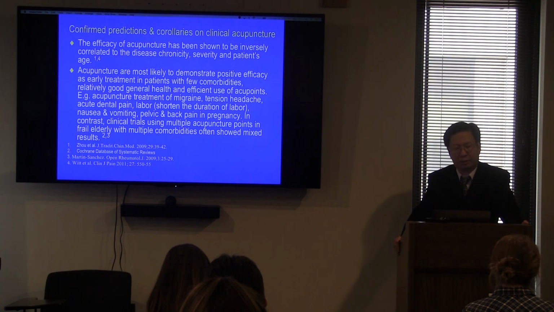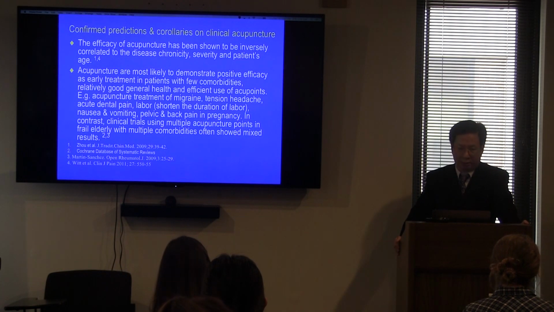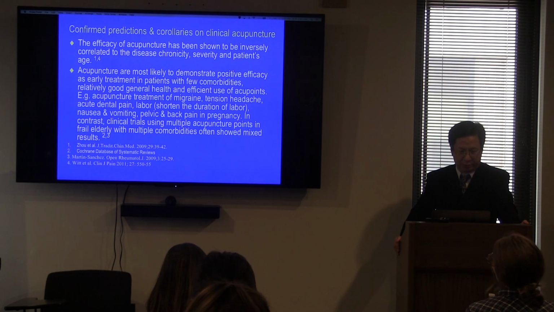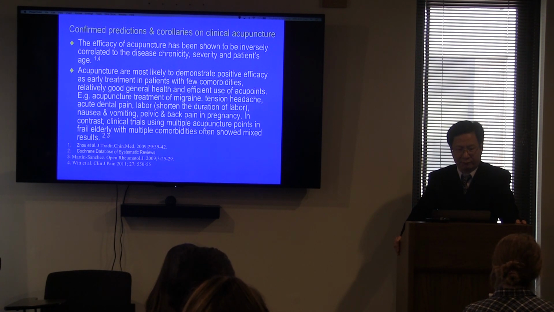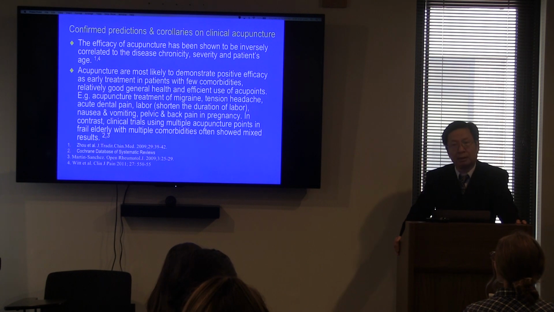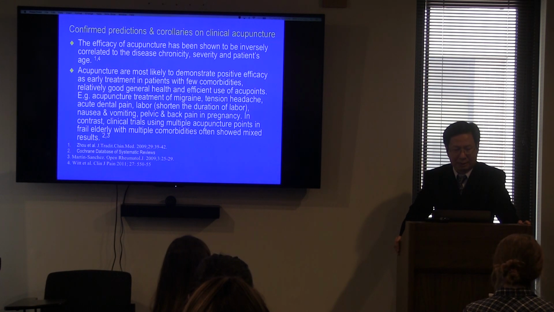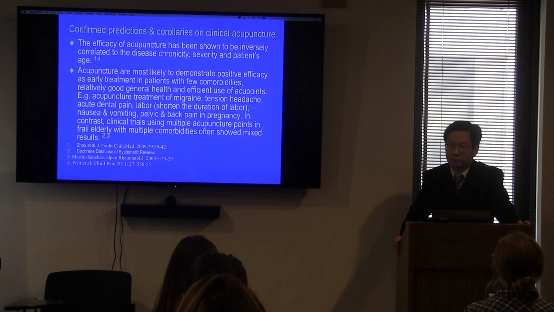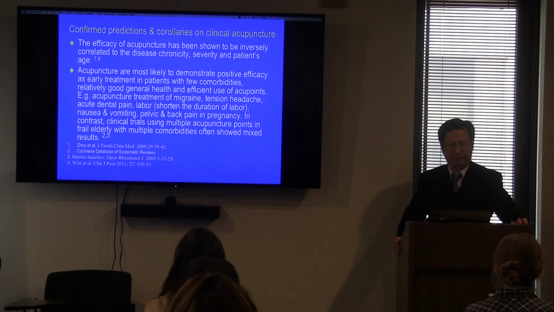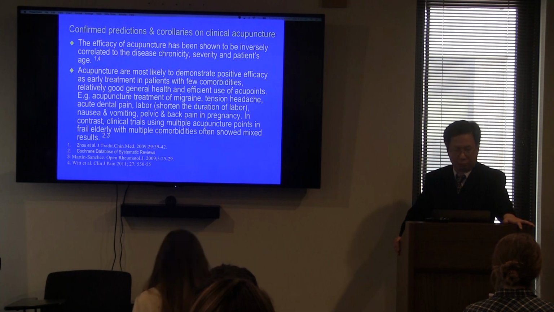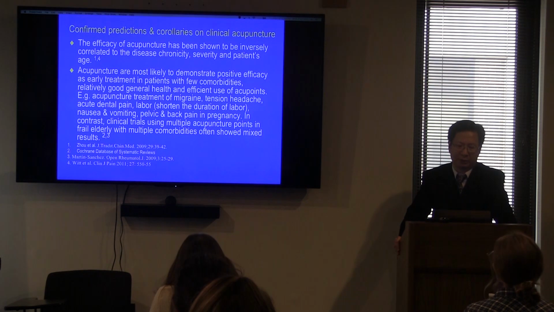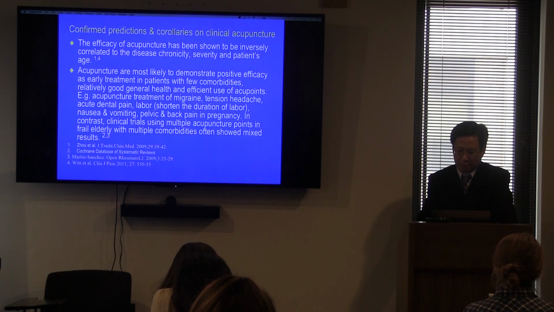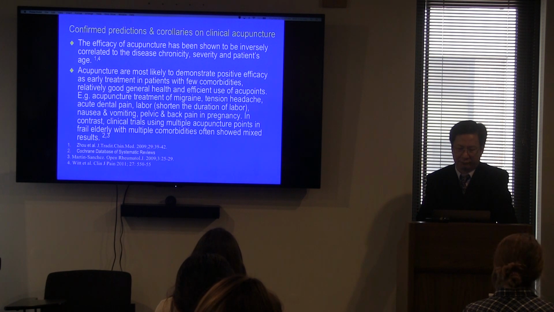And as I mentioned earlier, the model predicts that the efficacy of acupuncture should be negatively correlated with disease severity and the patient's age, and that indeed has been confirmed by multiple research groups. Acupuncture is most likely to show a positive effect as early treatment in patients with few comorbidities and relatively good general health. And also, if you use too many acupuncture points, it may not be a good thing.